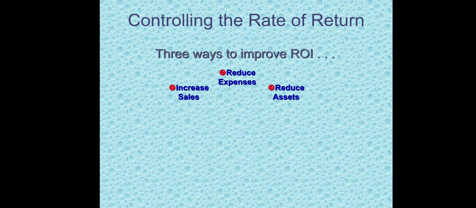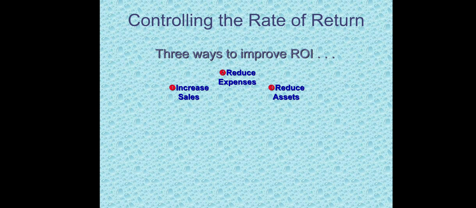Okay, the second way to increase the ROI of a segment of a business is to reduce the expenses or cost. If a segment's expenses decrease, the profit will increase. When the profit increases, the ROI will increase. Okay, the third way to improve the ROI is to reduce asset. Remember the calculation, you can check the formula. If you decrease the asset of a segment, the ROI will become higher. So these are the three ways to improve ROI.